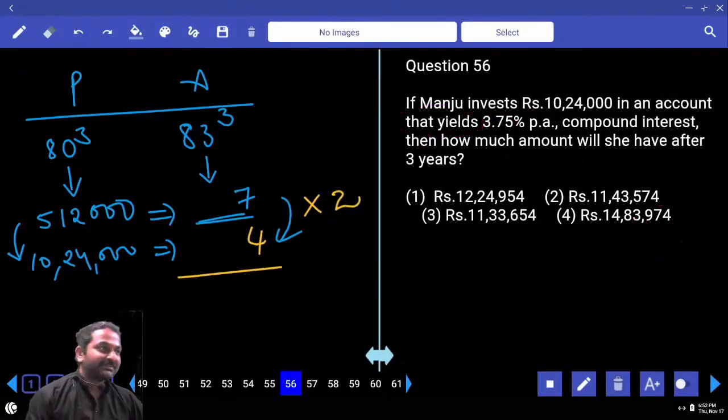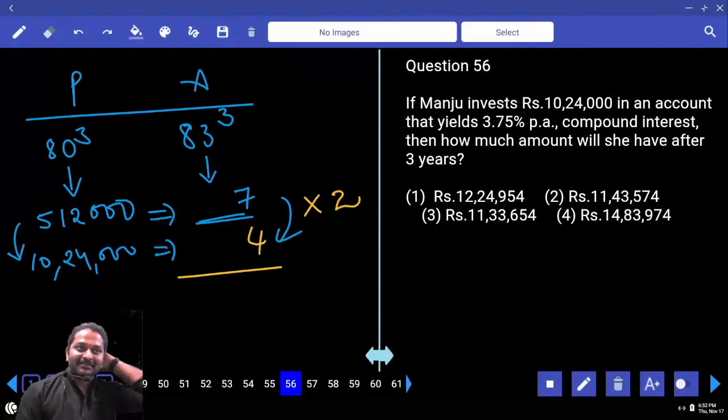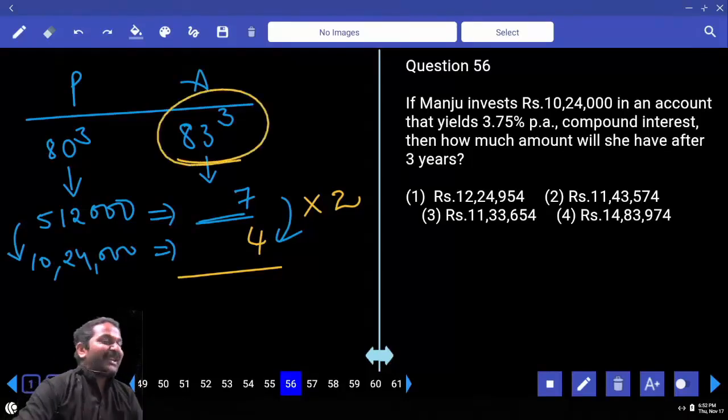Super. Nothing can be done. There is nothing to do here. Right? In the worst case, what can we do? The answer must be 83 cube into 2, right?